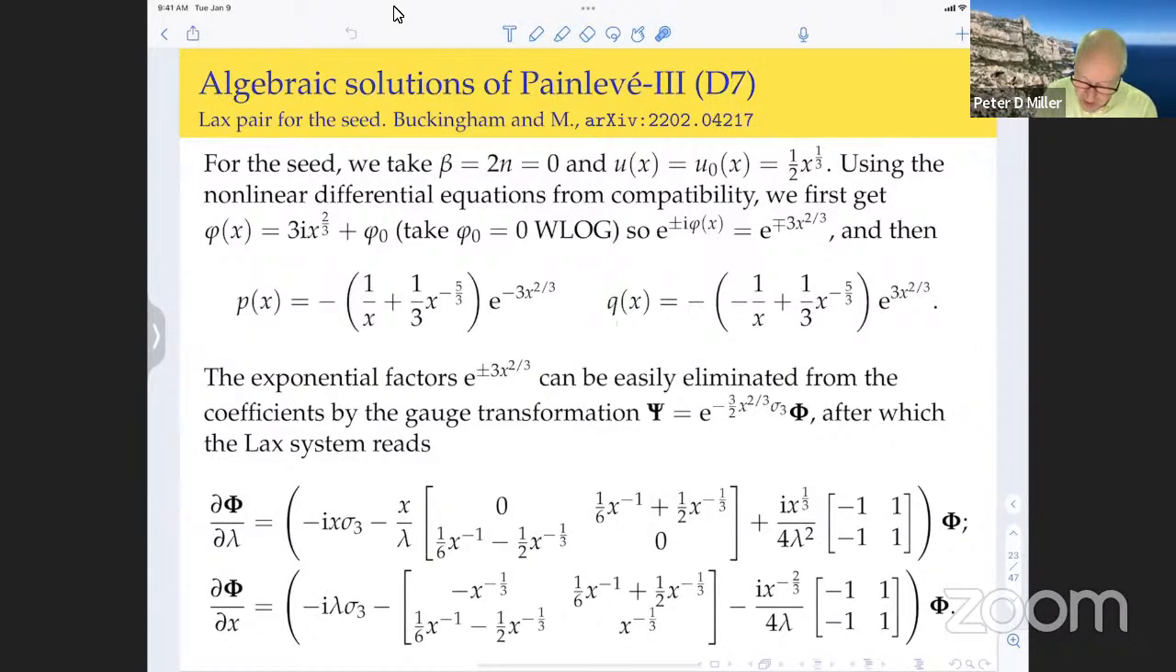So that's P and Q, and you see that everywhere there's this e to the plus or minus 3 times x to the 2/3 showing up. So we could try to get rid of those by some gauge transformation. It's convenient to do that, so we'll take them out with this exponential prefactor like that. So we're going from the matrix psi to some other matrix phi. So the Lax system for phi, this is on the seed solution, looks like this.